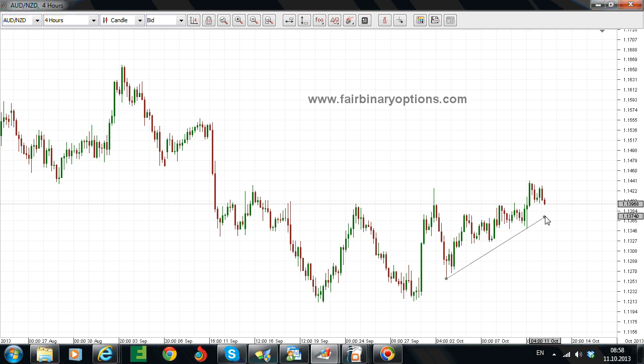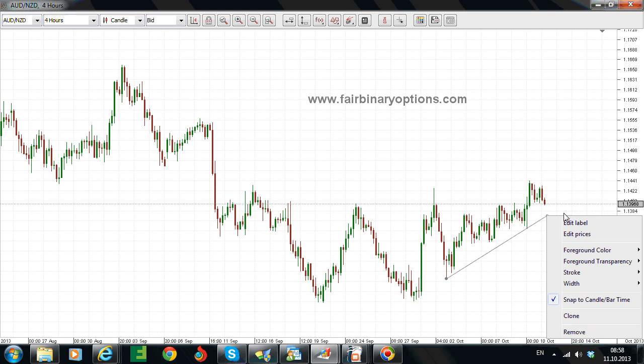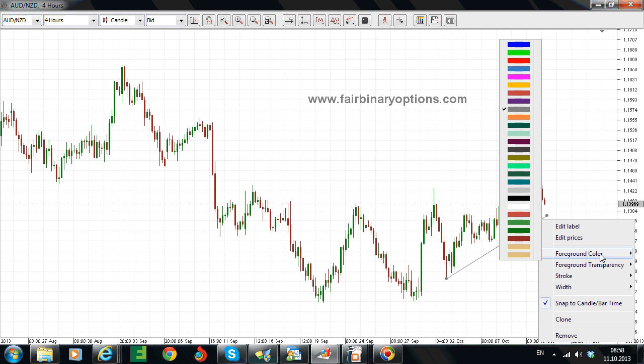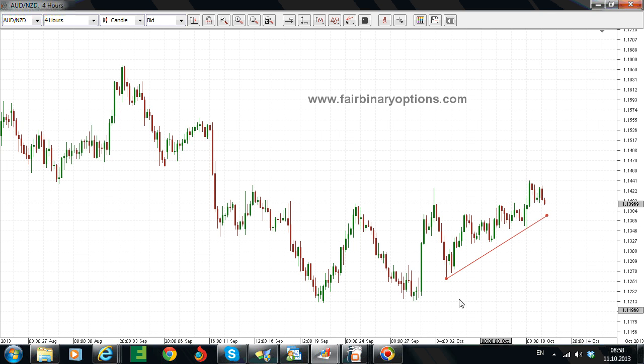Let's change the color here. Let's make it red and clone it here like this. And this is a contracting triangle. Now whenever you are looking at such a contracting triangle, it might be either as a fourth wave or it might be as a B wave.